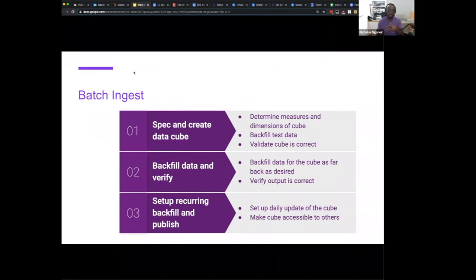The only difference now is they're not setting up a real-time stream. So they would start by backfilling and verifying some of the data, and then they would set up a recurring backfill. So we run our backfills on a daily basis, and then they would publish it and make it available to everyone at the company or a subset of users that they care about.